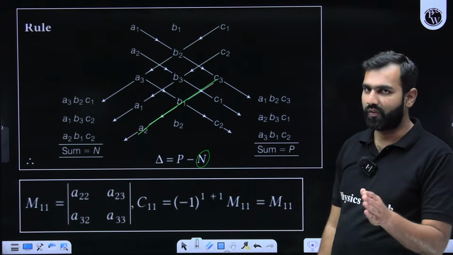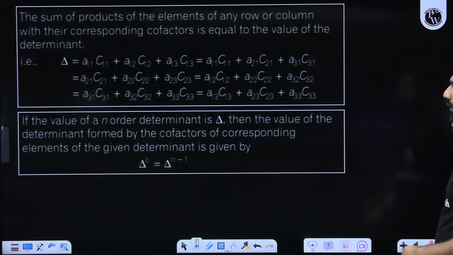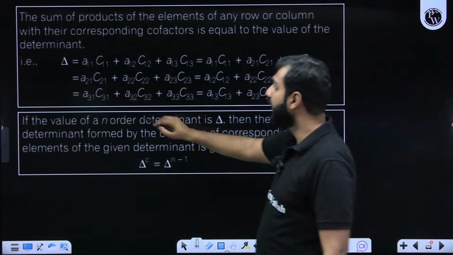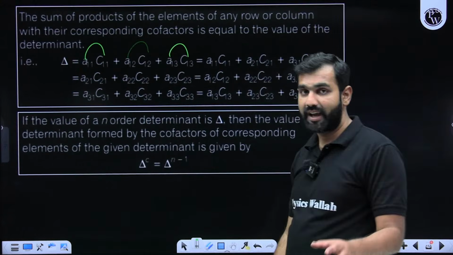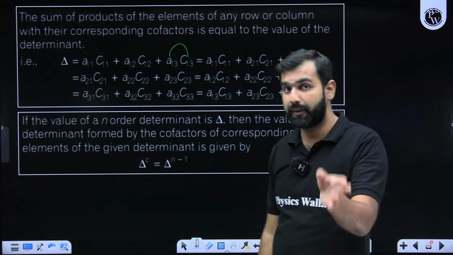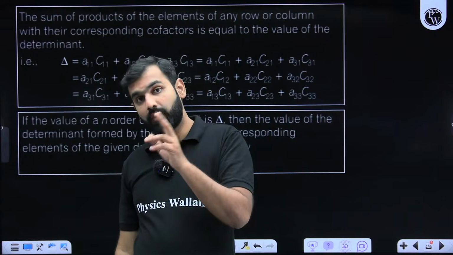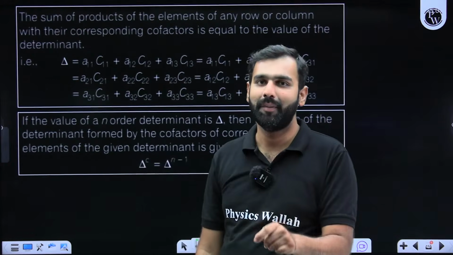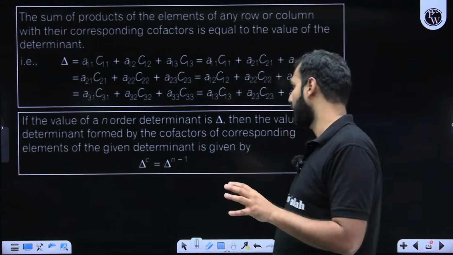You remember cofactor and minor as well. With that, you can find out cofactor and minor as well. Remember, if the elements of any row are multiplied with the corresponding cofactors of that row, you get the value of the determinant. But if you multiply the elements of any row with the corresponding cofactors of some other row, then the value of the determinant will be 0. Remember this. It's an important fact or property.